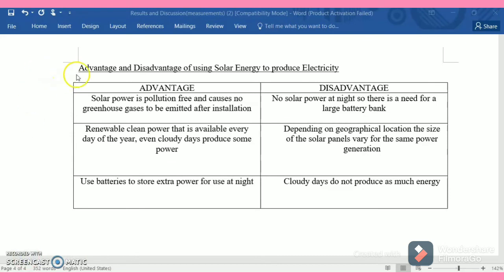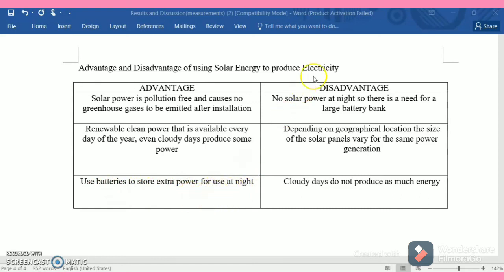Next, I want to present about advantage and disadvantage of using solar energy to produce electricity. So, the advantage is solar power is pollution-free and it causes no greenhouse gases to be emitted after installation. Next, it is renewable clean power that is available every day of the year. Even cloudy day produce some power. Lastly, it uses battery to store extra power for use at night.